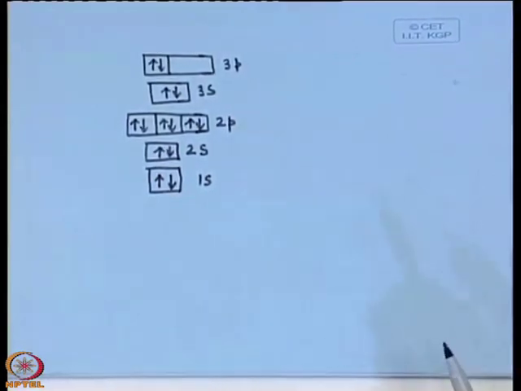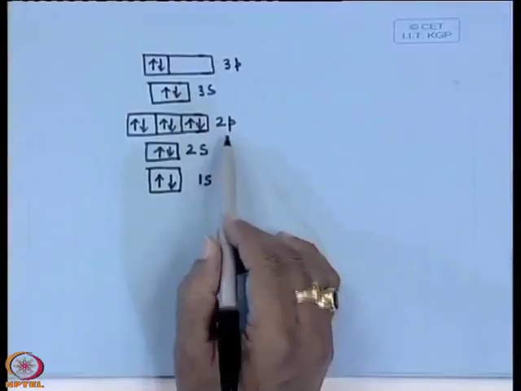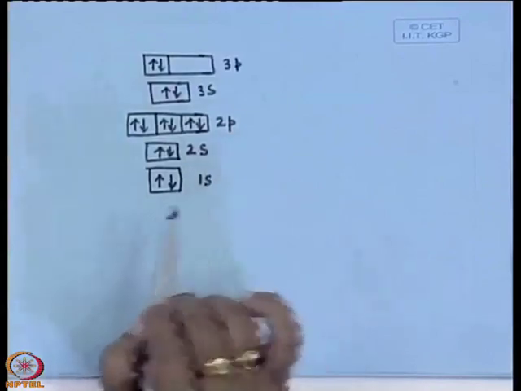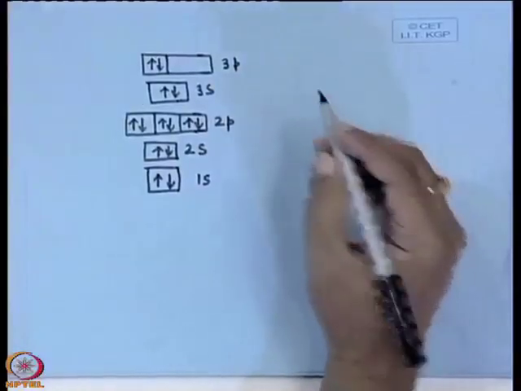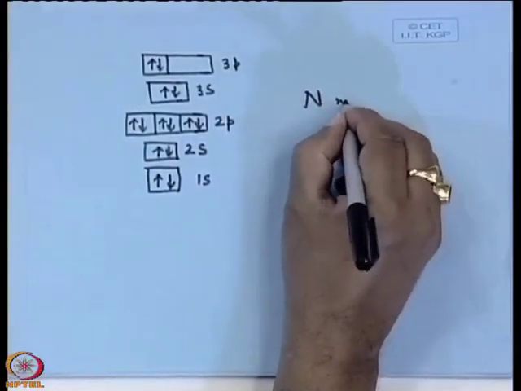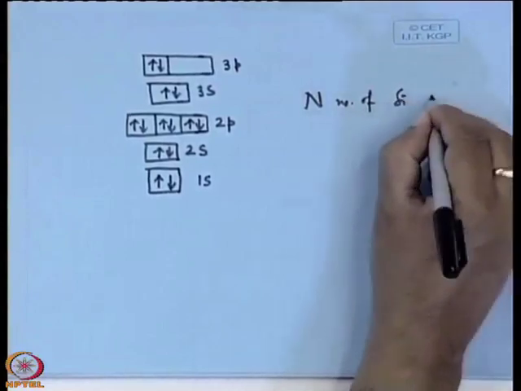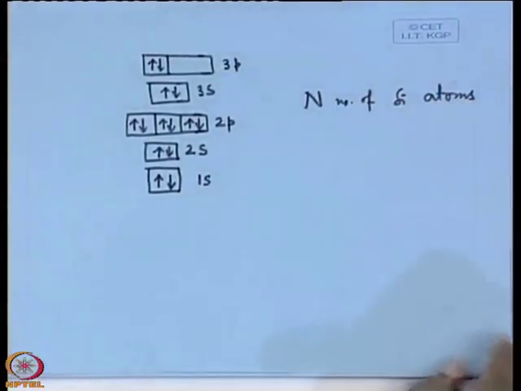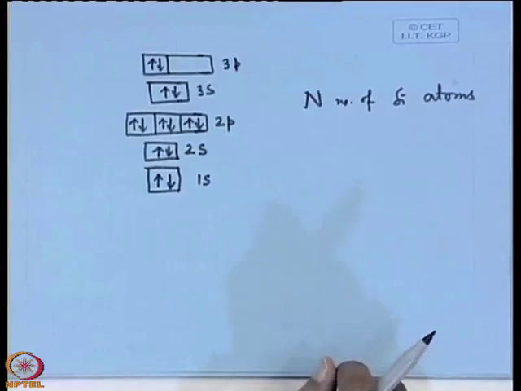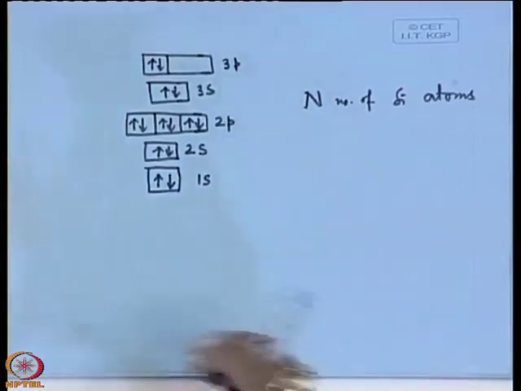So, you see that the lower levels, that means when n equals 1 or 2, 1s or 2s or 2p, those levels are full basically, and they are also very close to the nucleus. But 3s and 3p levels are farther away from the nucleus. So now if you take n number of silicon atoms, okay, and they come closer, then what will happen?